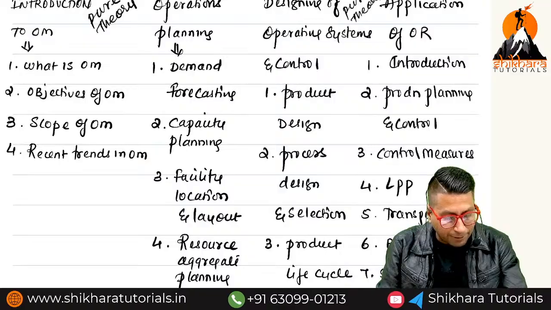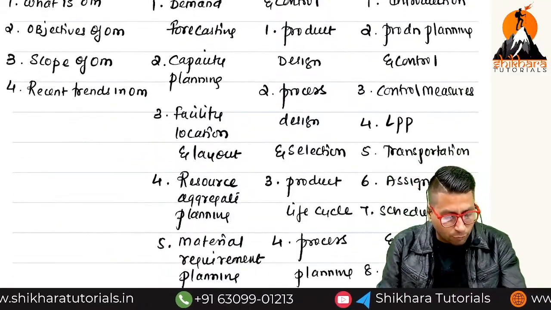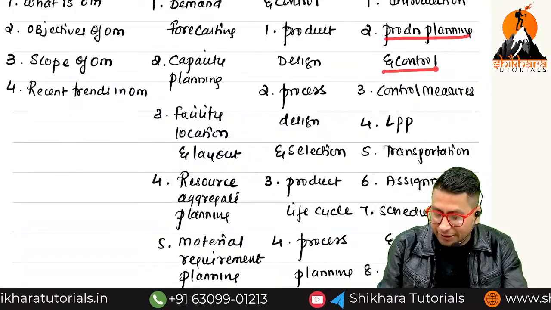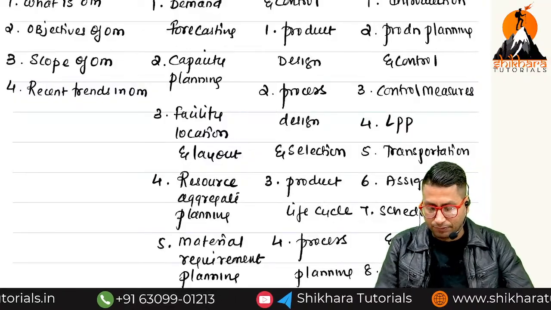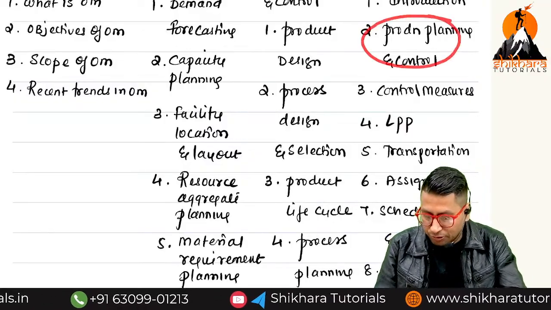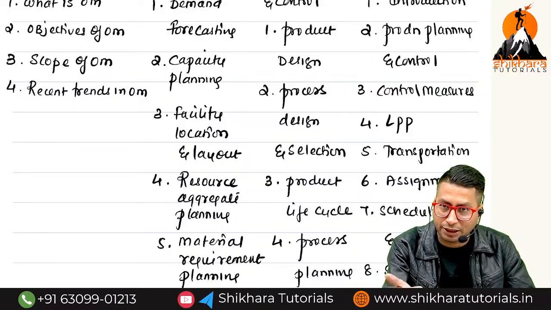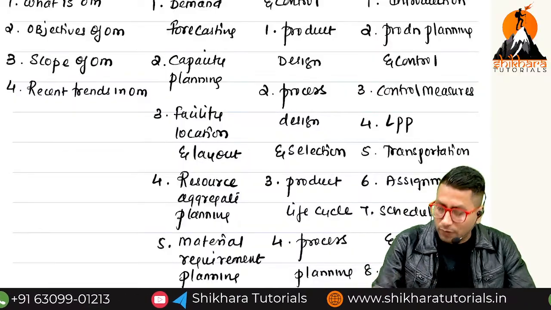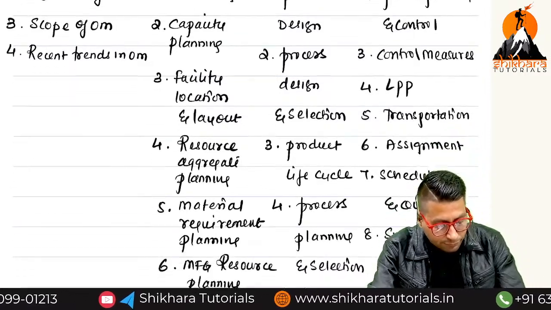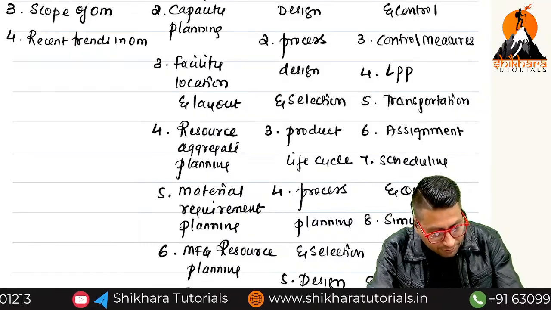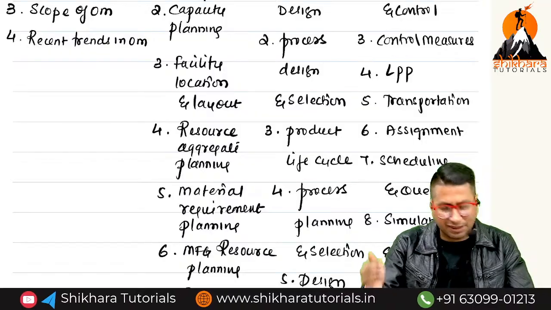Now, practical applications of operations research. What is the first one? Production planning and control. Obviously, I think I've already told you this. Overproduction and underproduction should not happen. Clear? From here, then we have control measures, which we will see later on.